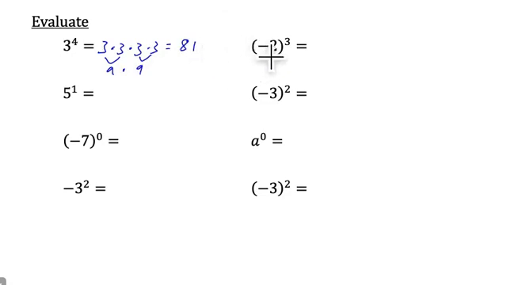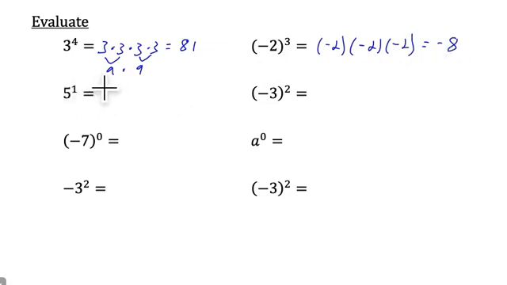All right, here we have negative 2 to the 3rd power. So that'd be negative 2 times negative 2 times negative 2. Let's see, we have to be careful with these signs here. So we have negative times negative is positive, so that'd be positive 4. But then we multiply that by negative 2, which would make it negative 8. So negative 2 to the 3rd power equals negative 8.